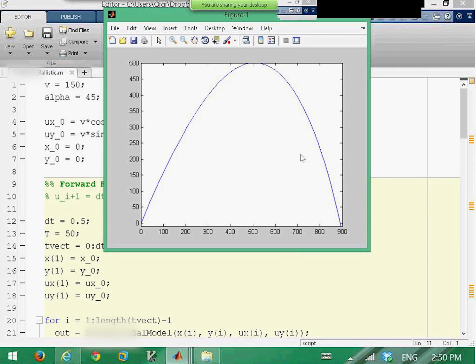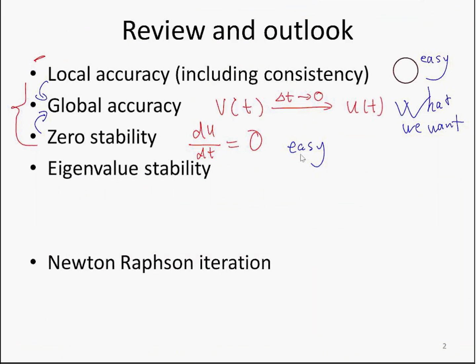So why is it the case? Both schemes are zero stable, right? Midpoint is supposedly more accurate than forward Euler. But applied to this specific equation, unlike the pendulum equation we saw last week, where midpoint actually works much better than forward Euler for large time steps, here forward Euler works better than midpoint for large time steps. The reason is linked with eigenvalue stability.